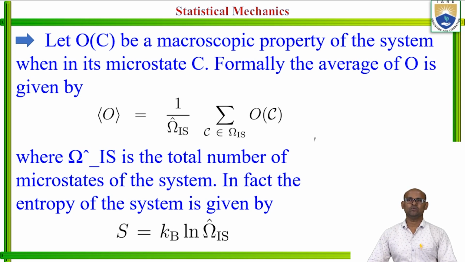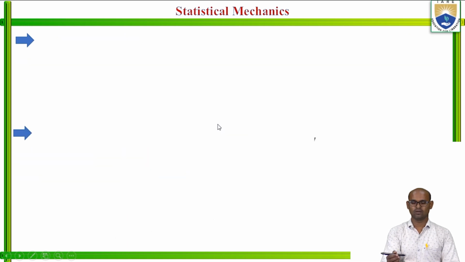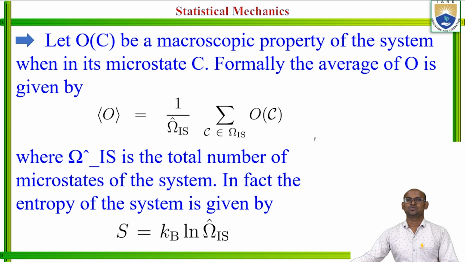So for this isolated system, we are going to calculate some macroscopic property, and we denote it by O of C, which is a macroscopic property of the system when it is in some microstate C. So we are going to obtain the average of this macroscopic property, given by the equation: average O is given by 1 over omega IS, the sum over C belonging to omega IS of O of C. O is the macroscopic property that is summed over all the possible microstates of this isolated system and divided by the total size of this isolated system.